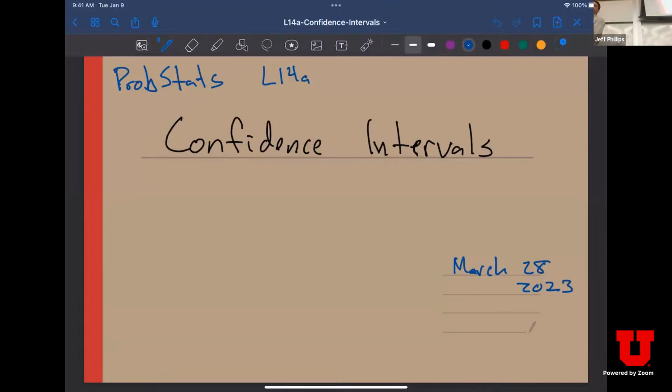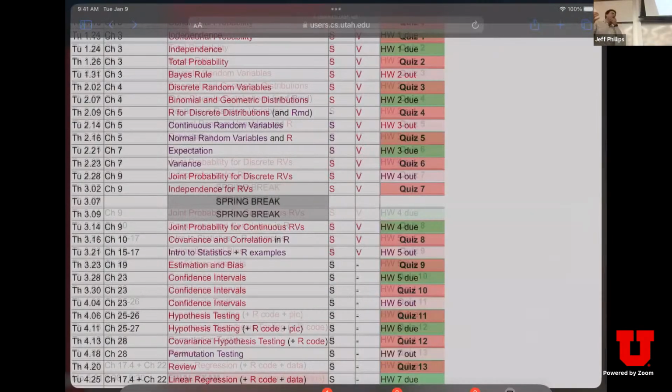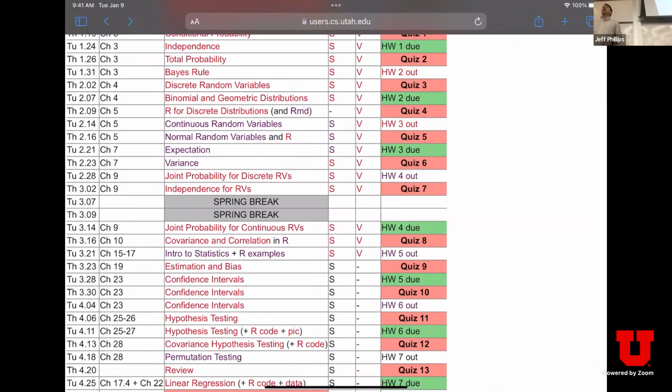So great. Today we're talking about confidence intervals. This is going to be kind of an extension of the statistics part that we started last week. I'm going to start by reviewing a little bit about estimation. Confidence intervals give us more information in addition to just the estimate, just the parameter estimation that we talked about on Thursday.